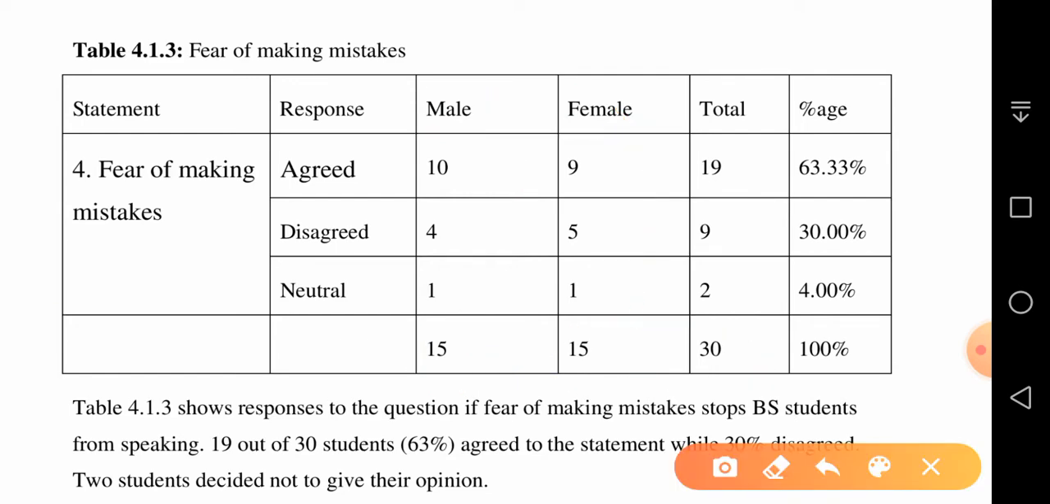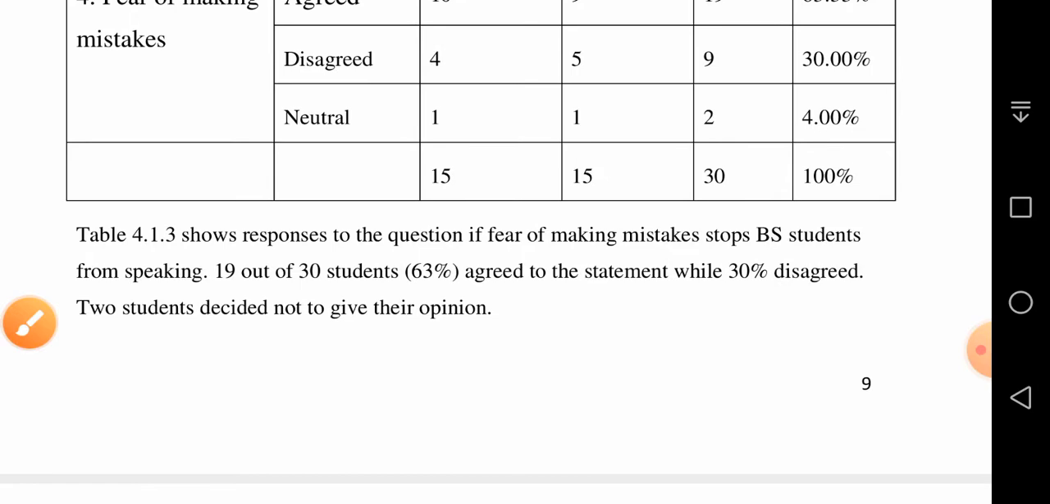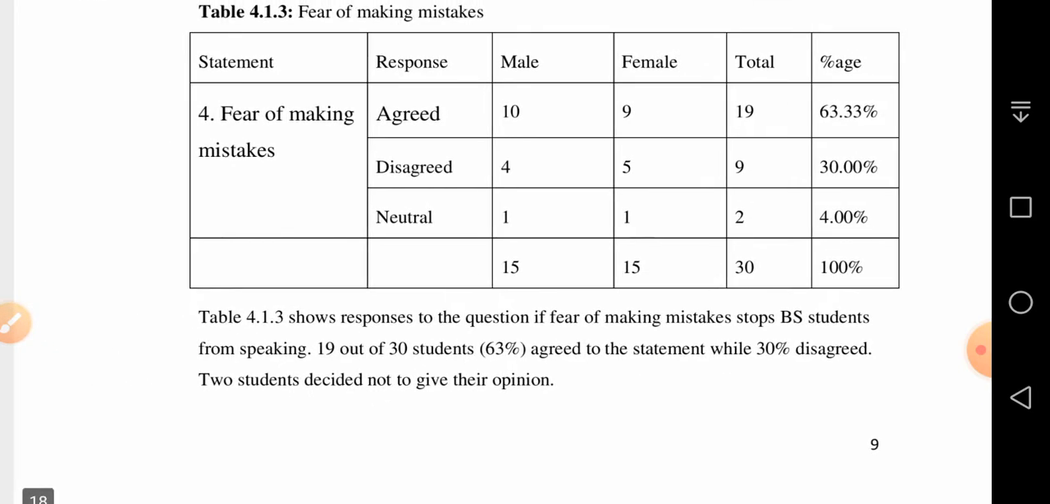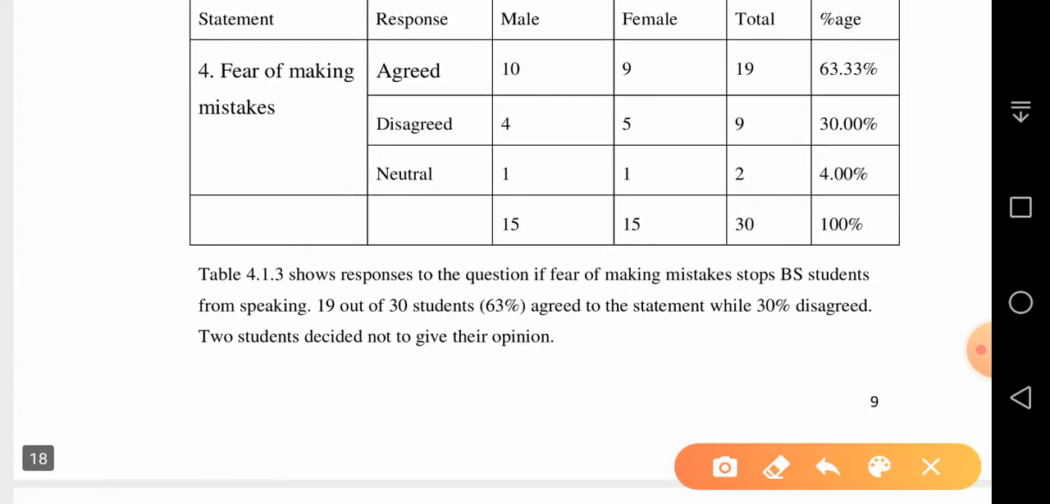Out of these 30 respondents, 19 agreed, 9 disagreed and 2 were neutral. As you can see in front, all the percentages are given here. Now, interpretation. Interpretation means you have to explain this table and then discuss the result.